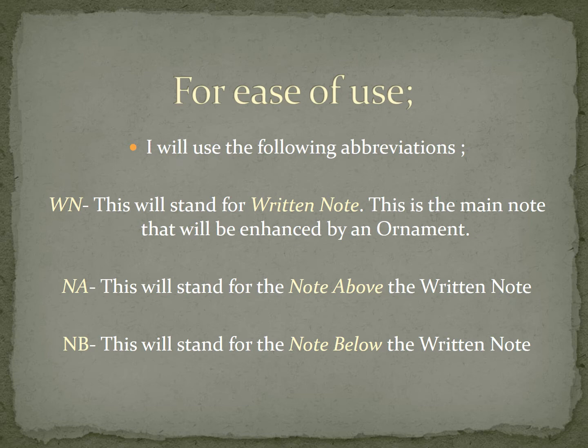So in other words, if the written note is a C, then we'll be looking usually at a D as being the note above. Okay? And similar with the NB, that will stand for the note below the written note. So again, if the written note is a C, the note below it is a B.